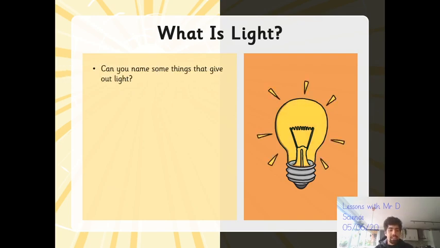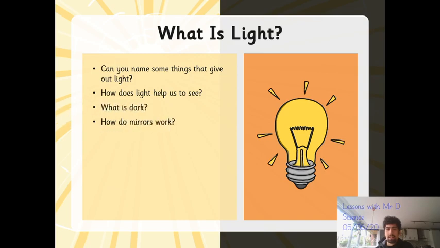Can you name some things that give out light? I can think of the sun, I can think of the light bulb, I can think of the backlight of my screen, a torch, the light on my phone. Any other examples of light can you think of? How does light help us see? Now that's a funny one. We will look at that. How does it help us see? What does the light do?